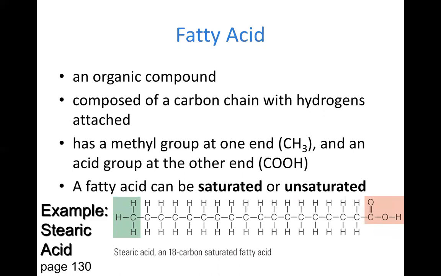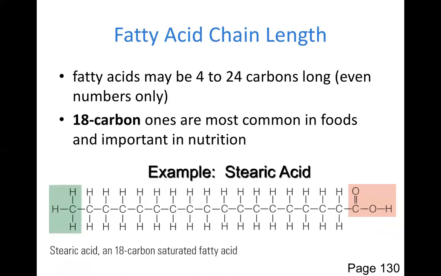Most fatty acids in our diet have 18 carbons, but it's possible for them to be different lengths. Generally speaking, fatty acids include only even numbers, so you could have 4 carbon, 6 carbon, 8 carbon, etc. And they can be classified based on their size. You could have short chain fatty acids, medium chain fatty acids, long chain fatty acids. But like I said earlier, most of them contain 18 carbons.